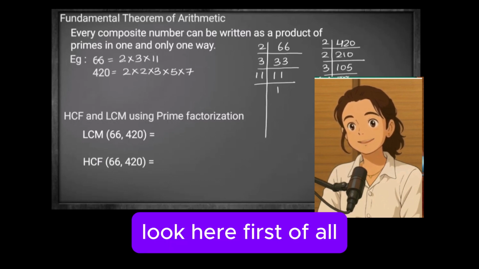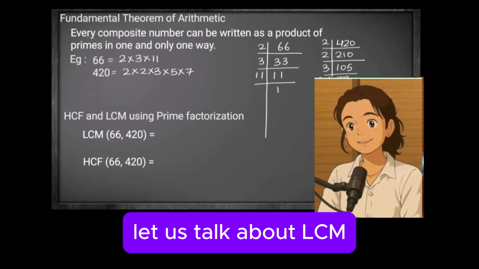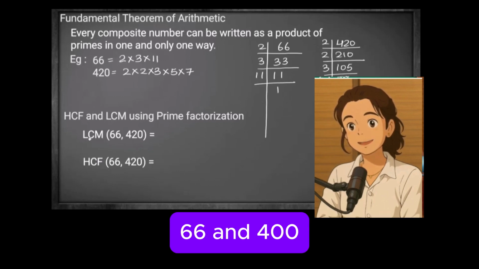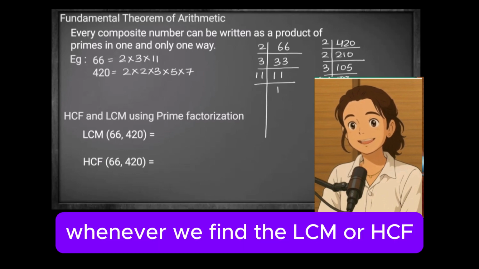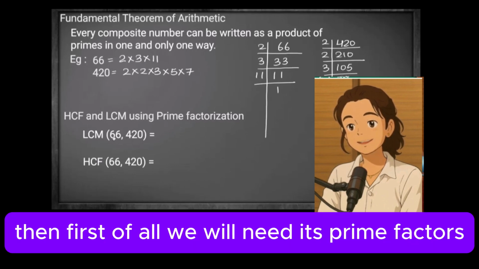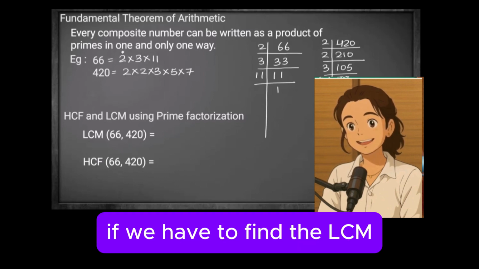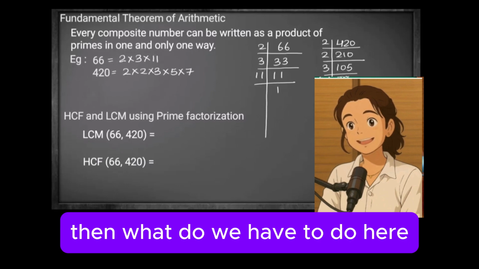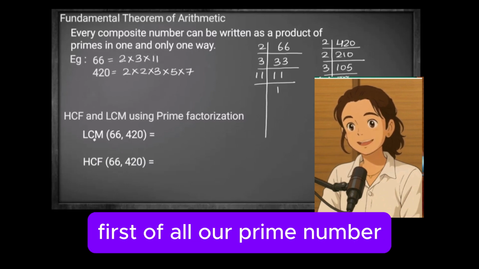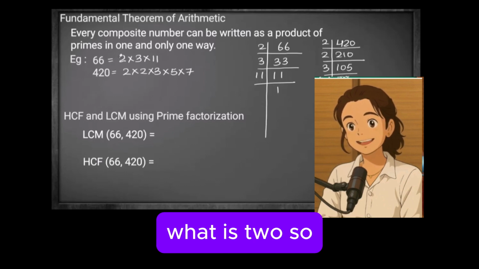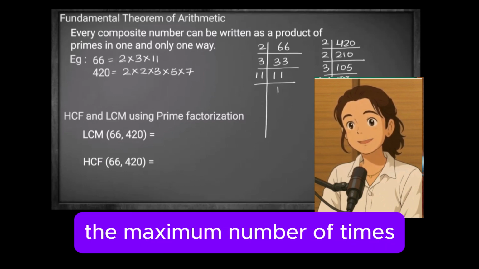Look here. First of all, let us talk about LCM. Whose LCM are we finding? Of these two numbers, 66 and 420. Whenever we find the LCM or HCF, first of all we will need the prime factors, which we have already done here. Now, to find the LCM, what do we have to do? First of all, take the smallest prime number, which is 2. We have to see where 2 has appeared the maximum number of times.